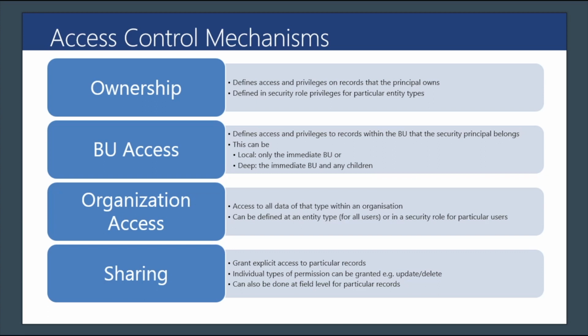Sharing allows you to grant access to specific records in the system. Individual types of permission can be granted as part of sharing. So, for example, when you share a record, depending on your permissions within the system and the target user's permissions, you can grant them read access, write access, delete access, and share access with other users as well. Particular records can also allow this at the field level via the SDK as well for sharing.